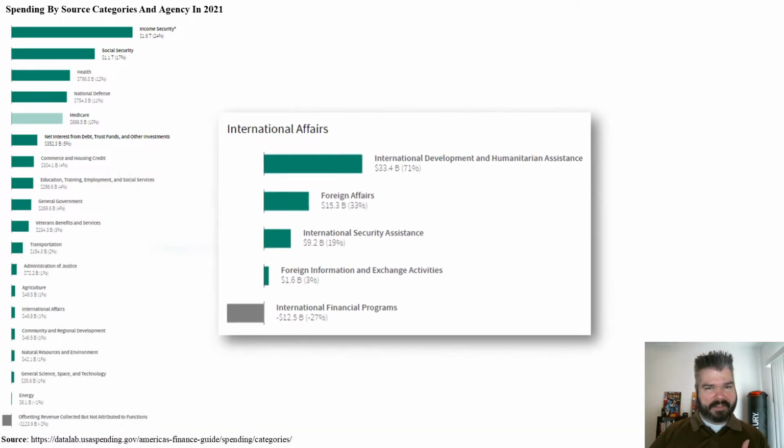Now, if we were to dive into that a little bit deeper, we can tell here that it's used for international development and humanitarian assistance, foreign affairs in general, international security assistance, and foreign information and exchange activities. So this is what our budget is used for in foreign policy, in foreign affairs.